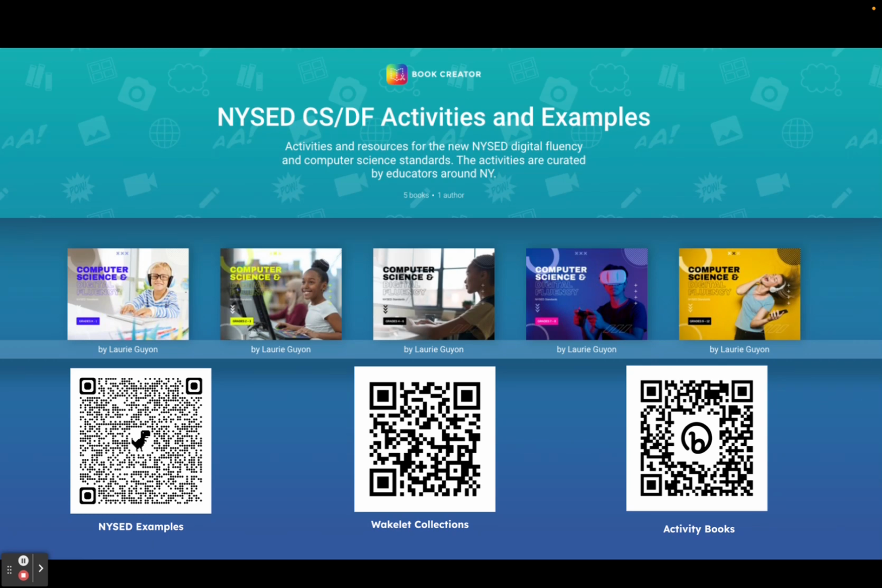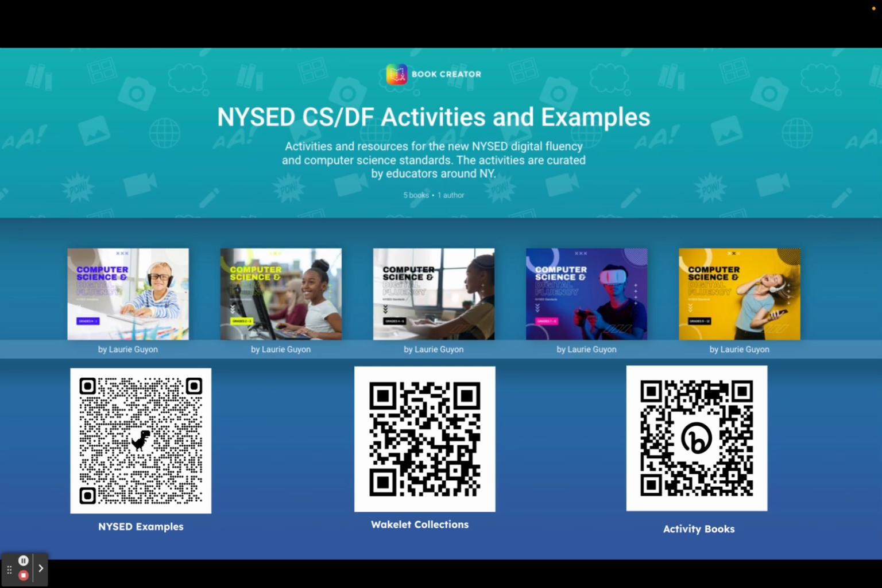On your screen, you may see a lot of resources and you're going to want to take a quick peek at them, but let me just show you what we have. The first QR code you see is going to take you out to the New York State PDF of examples that were put together by educators just like us in Albany. They got together and put together this document for you.